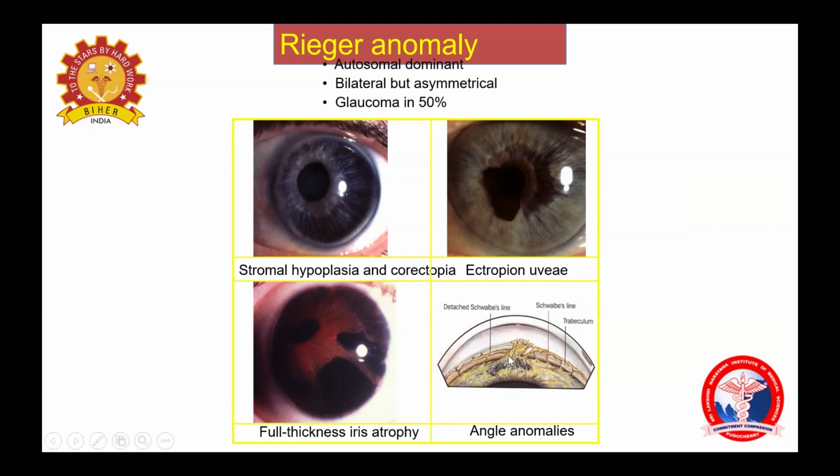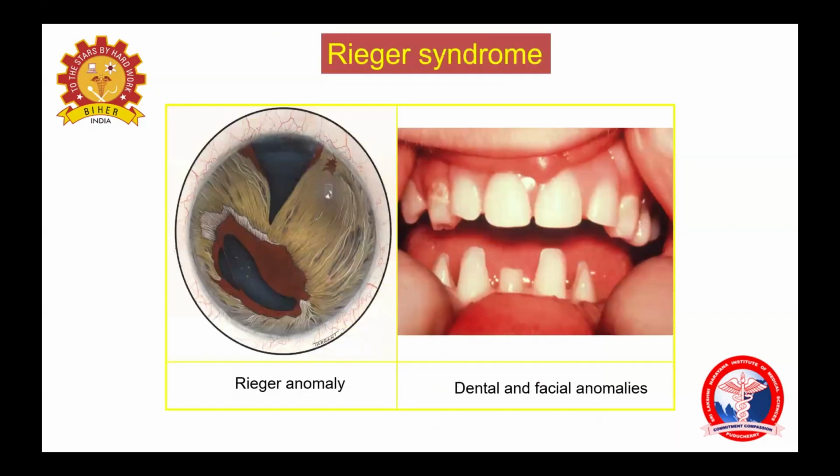So if you see here, the angle anomalies are visible. You can see the attachment is happening, completely covering the angle drainage structures. The syndrome, you can see, is a condition of Rieger's anomaly along with dental and facial anomalies as well.